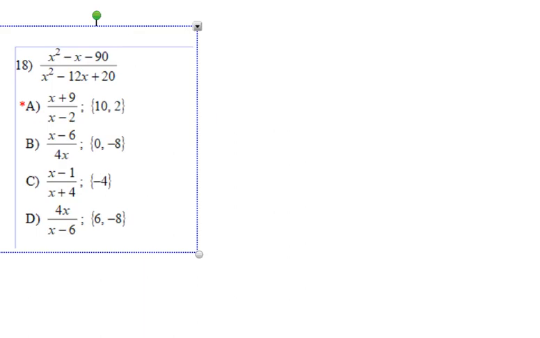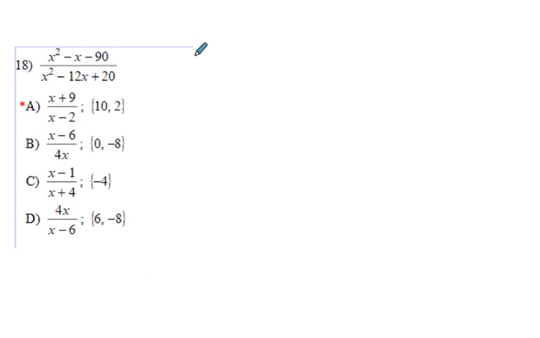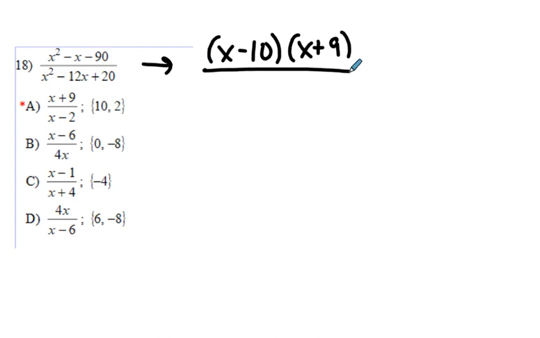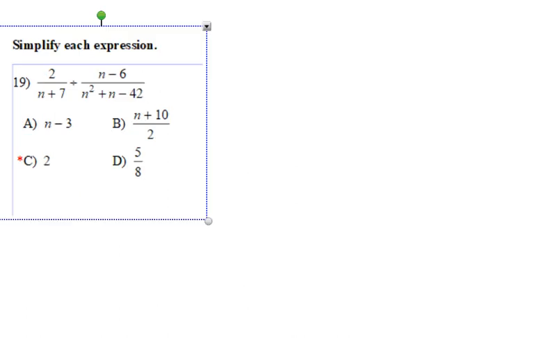Same idea here. Simplifying, state the excluded values. So factor the top. If I factor the top, I'm going to get x minus 10 and x plus 9. If I factor the bottom, it looks to me like I'm going to get x minus 10 and x minus 2. If I look, these will simplify out, so I'm left with x plus 9 over x minus 2. That is A. The excluded values are positive 10 and positive 2 because that would make the bottom be 0.